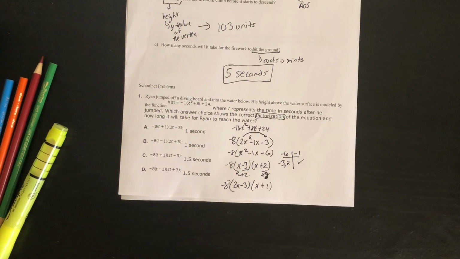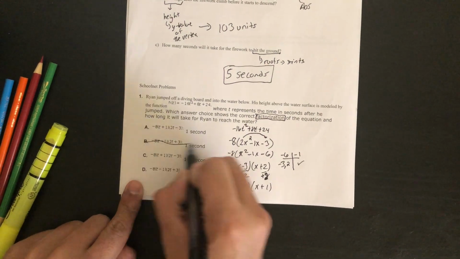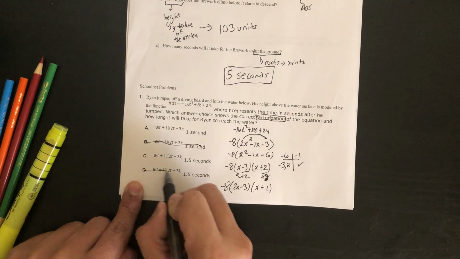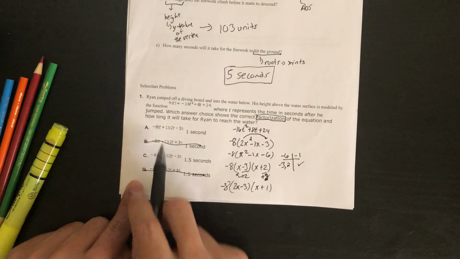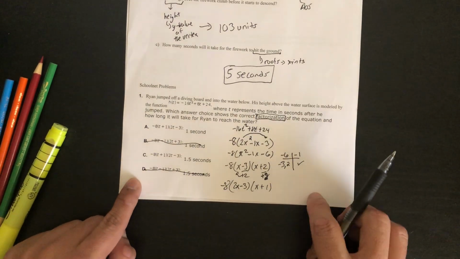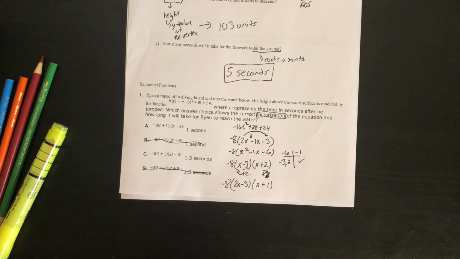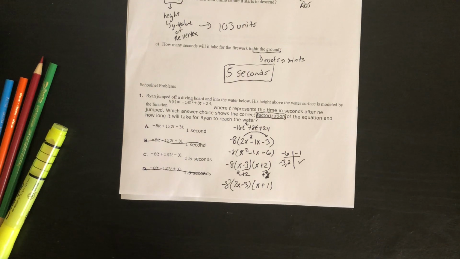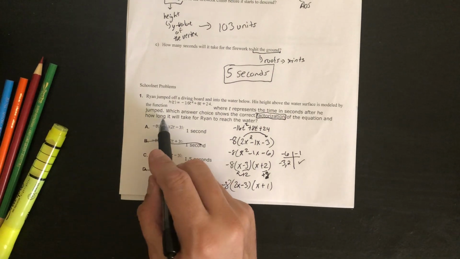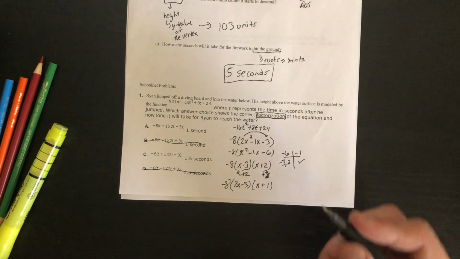Now I am done with the factoring part. So I know I can eliminate answer choice B and answer choice D. The other two match perfectly with my factor form. So now I have to identify if the root is 1 second or 1.5 seconds. And because it's saying how long will it take before Ryan reached the water, they're asking you for the roots.